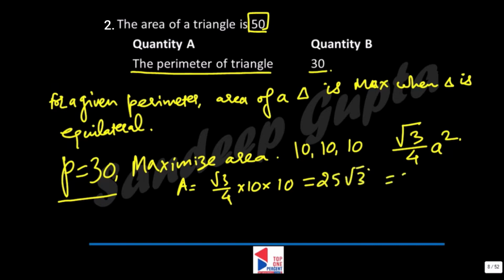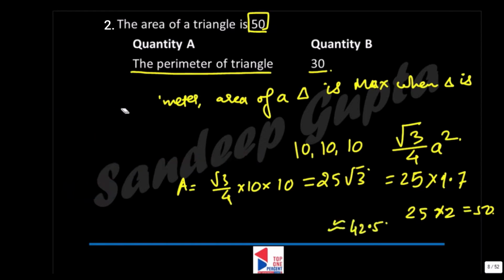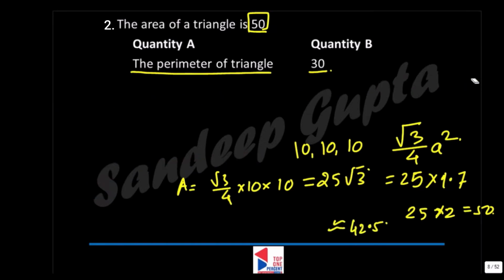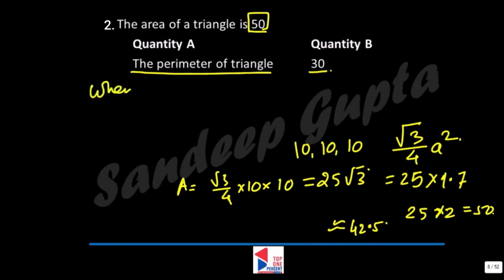25 root 3 is equal to 25 into 1.7. You can say, I don't want the value of this, but you can think about it. 25 into 2 is 50. So 25 into 1.7 is less than 50. If you want to find out, you can always find somewhere close to 42.5. You have to think about it a little differently now. When the perimeter is 30, the maximum area we can create is 42.5.